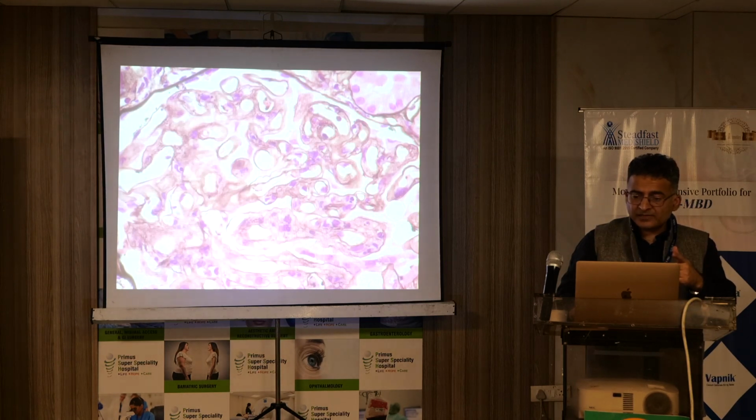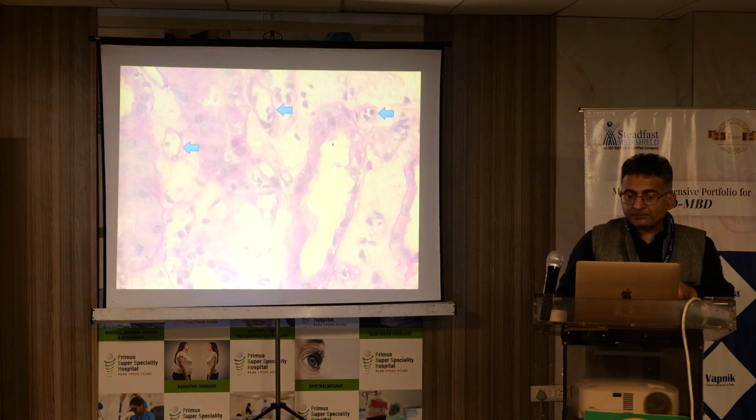This is a silver stain, and the silver stain also highlights it. You can see one capillary loop like this, one capillary loop like this, a clear space. Similarly one here and one here, a clear space. So extensive duplication. PTCs also.